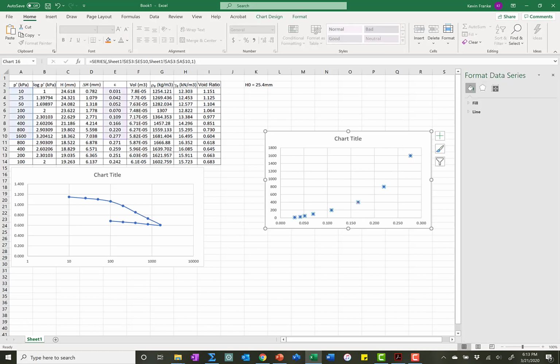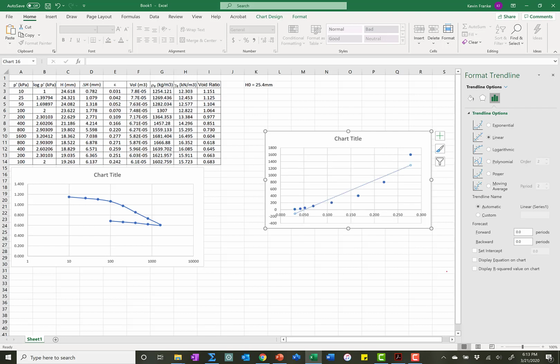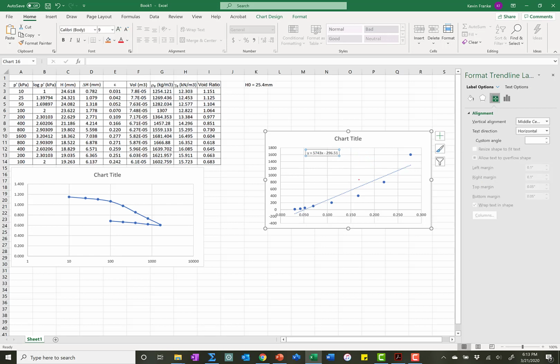Let me show you how we're going to do that. Excel is a very useful tool. I'm going to click on a point and add a trend line. Let's display the equation on the chart. What I want is a line that fits my data points as best as possible. So let's go back.